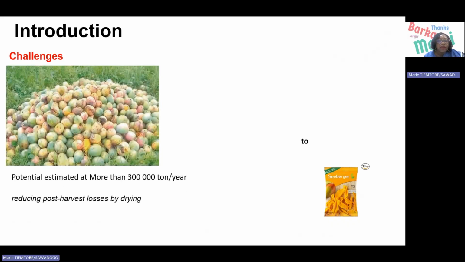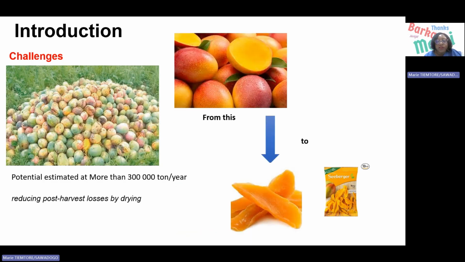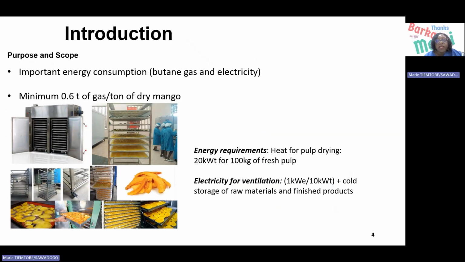The mango industry in Burkina Faso has a potential estimated at more than 300,000 tons per year. This industry is facing post-harvesting losses, so drying mango became an opportunity to reduce these losses. For drying mango, we have many SMEs in Burkina Faso, but the problem is that they use an important quantity of energy. This energy consumption is in terms of butane gas for drying and electricity. For butane gas, for example, the drying process requires a minimum of 0.6 tons of gas per ton of dry mango. The electricity requirements are, for example, 20 kilowatts for 100 kilograms of fresh mango.